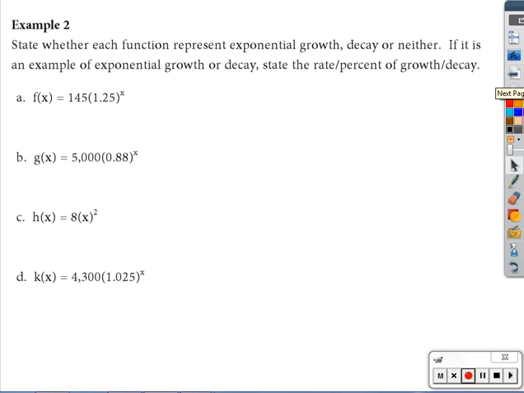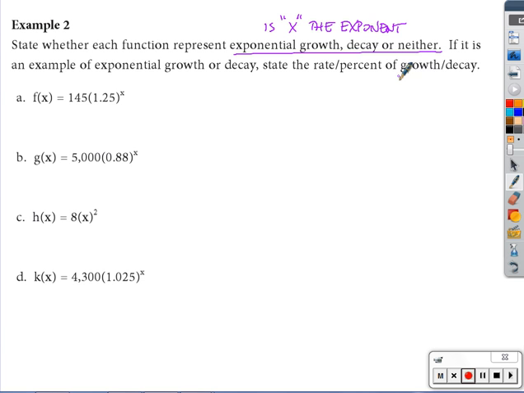Example 2. Here we want to state whether the function represents exponential growth, decay, or neither. If it's exponential growth or decay, state the rate or percent of growth or decay. The way we're recognizing that is x. Is x the exponent? If it is, it's exponential. So that's the question you have to ask yourself, the question you have to answer.